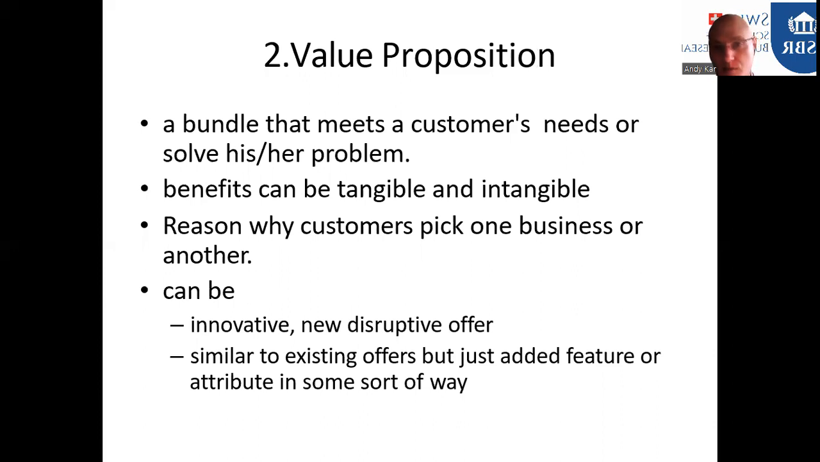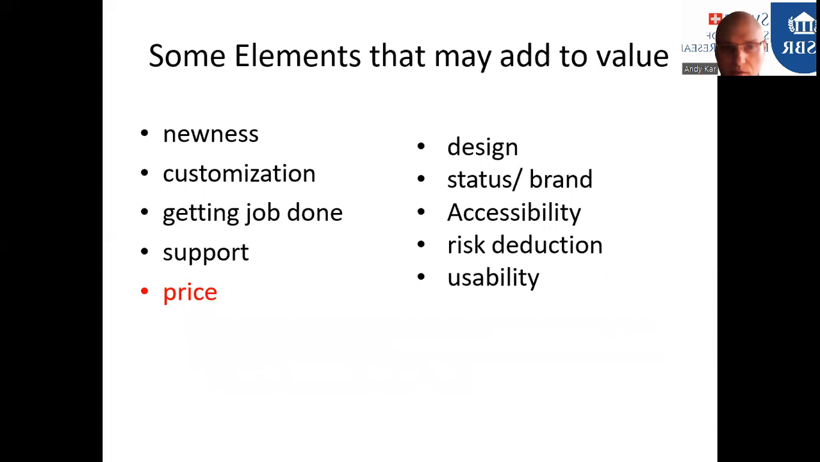Benefits can be tangible and intangible, reasons why customers pick one business or another. They can be innovative, a new disruptive offer, or similar to existing offers but with an added feature or attribute in some way. So you can add value to customers via different routes. For example, you can give them something disruptive or innovative, or you can add something to an existing product which already had added value to them, modifying it a bit and adding value in a different way. Some elements that may add to value are newness, customization, getting the job done, support, price, of course, design, status and brand, accessibility, risk reduction, and usability.